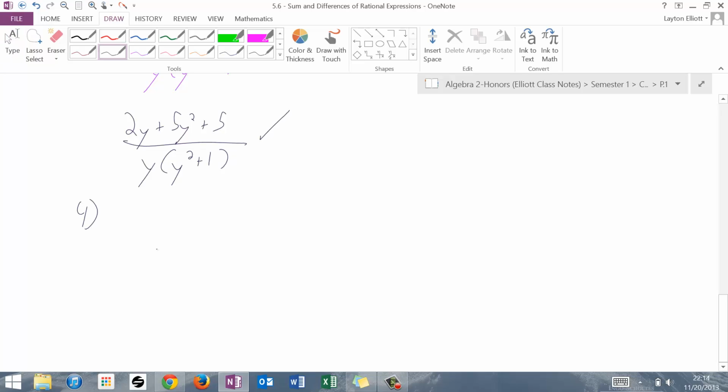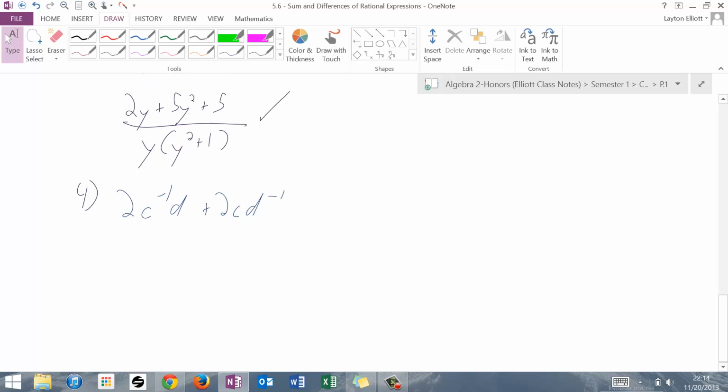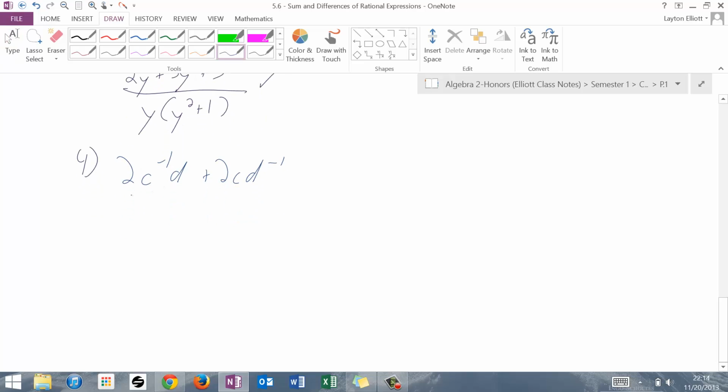Number 4. Here's an example of ones that we might have seen before. 2c to the negative 1 d plus 2c d to the negative 1. Well, if I treat each of these like their own fractions, I'm going to actually create a situation where that moves down and that moves down. So I'm going to have 2d over c plus 2c over d. And my LCD is going to be cd.